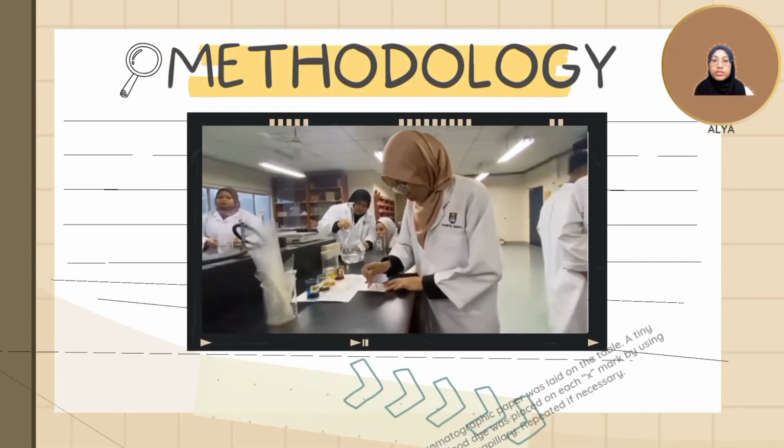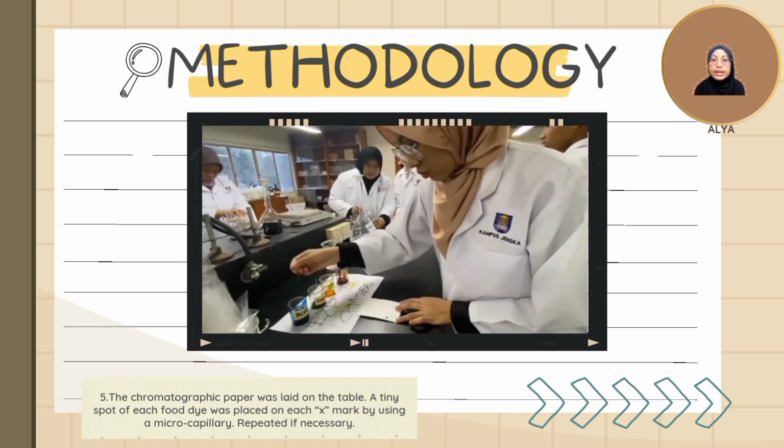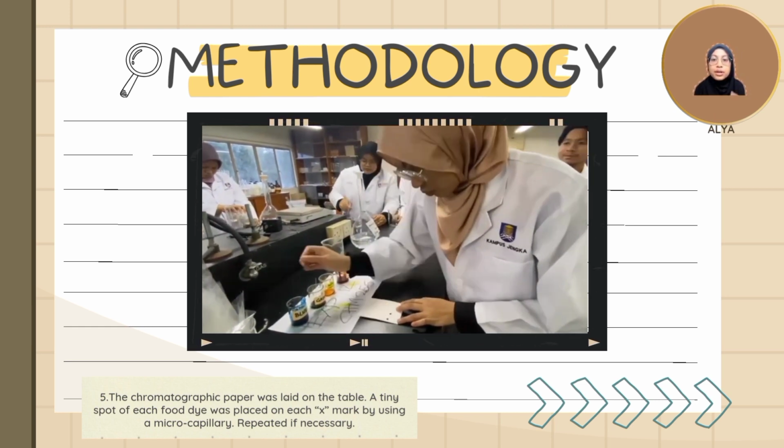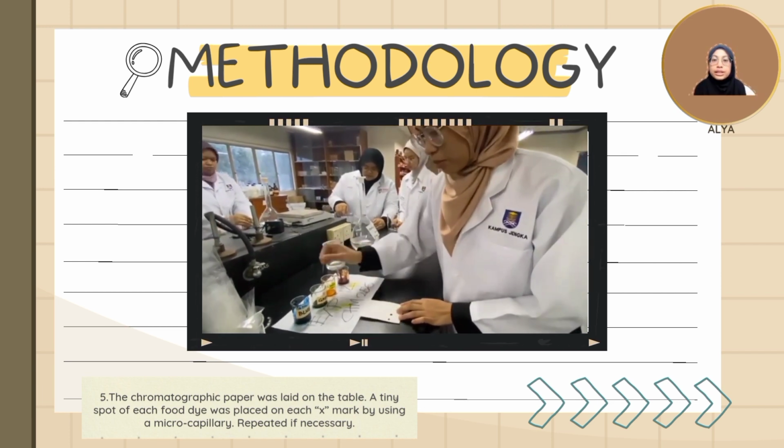The chromatography paper was laid on the table. A tiny spot of each food dye was placed on each X marked by using a microcapillary. Repeated if necessary.